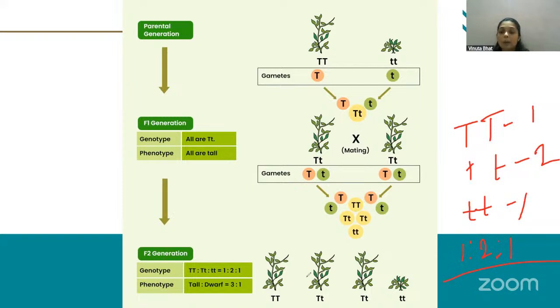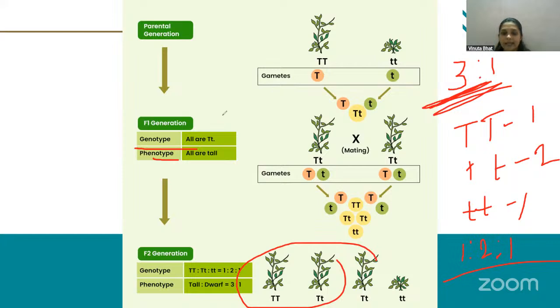That is the genotypic ratio. Genotype means the genetic makeup of these plants, and phenotype means the external characters. Remember genotype and phenotype. So the phenotypic ratio is 3 is to 1. Very, very important for your exam. I hope you got it.